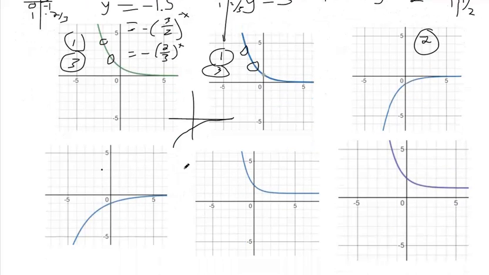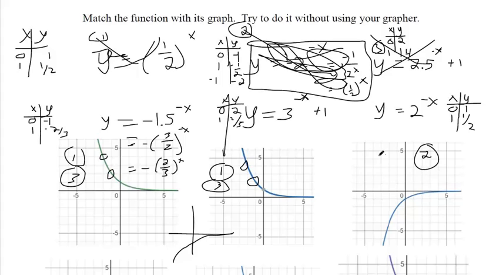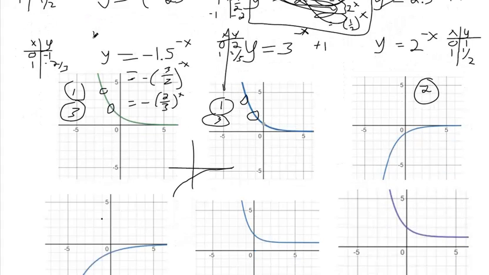And so this is an option, and this is an option, but we already said that that has to be 2. So this graph number 4 that I'm labeling, it's got to be this one. We could check those points. 0 on the x, -1 on the y. We're good. 1 on the x, -2/3 on the y. That looks pretty close.